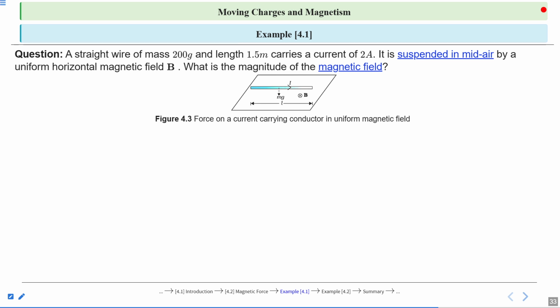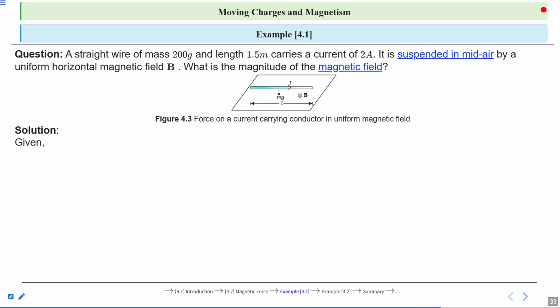This is the diagram. There is a rod carrying current. The magnetic field is in what direction? It is a cross, which means perpendicular to the plane and going into the plane, not coming out. L is the length of the conductor.